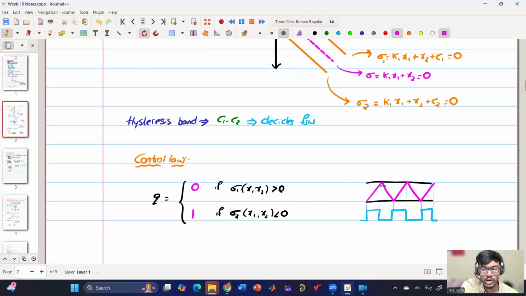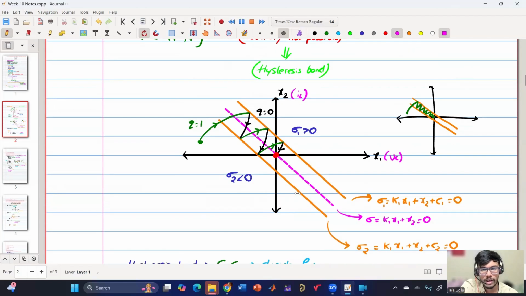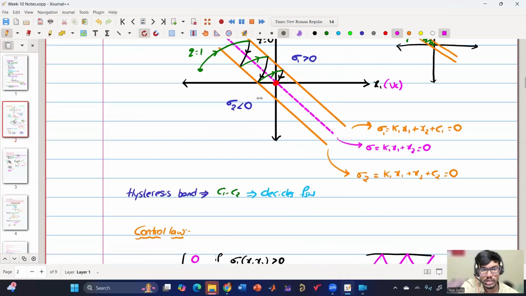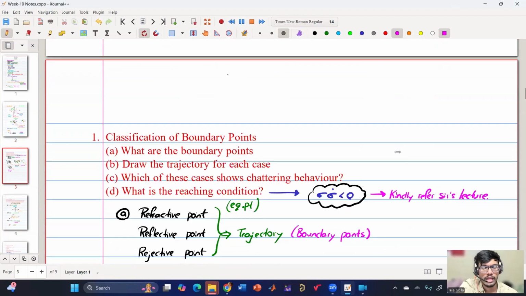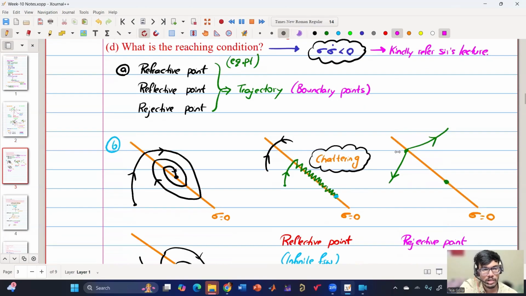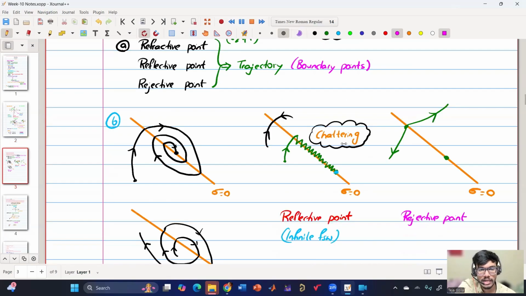We also correlated this with hysteresis current mode control, where there is a peak and valley current reference, and when the inductor current hits the peak and valley, the gate pulse is generated accordingly. Here instead of current, we have trajectory. Instead of the current reference, we have the surfaces, and it is not horizontal. It can be at an angle. Here we have considered negative slope. Then we discussed boundary points. There are 3 different boundary points, and we saw the refractive point as well as the reflective point, and how their trajectories look. And we have seen chattering happens at a reflective point because of the infinite switching frequency.